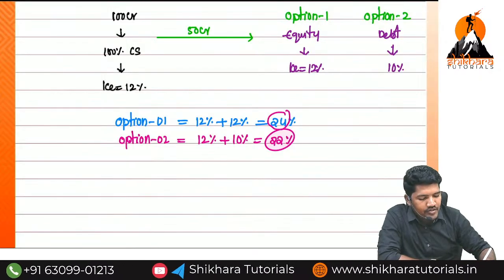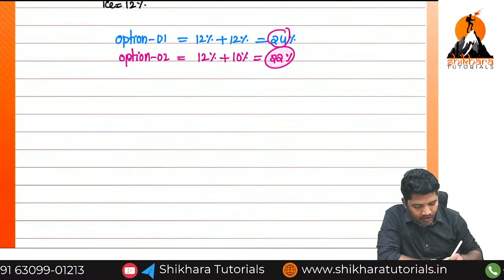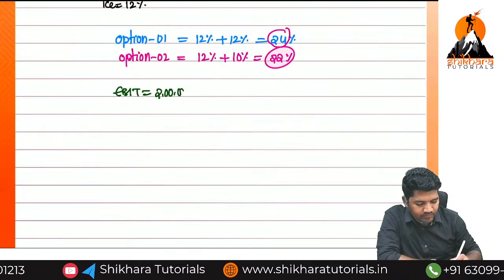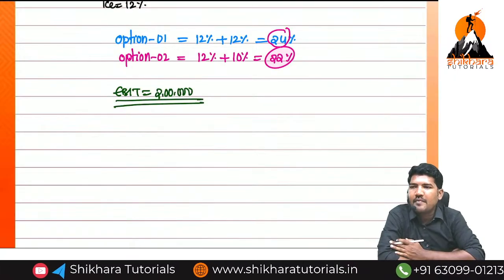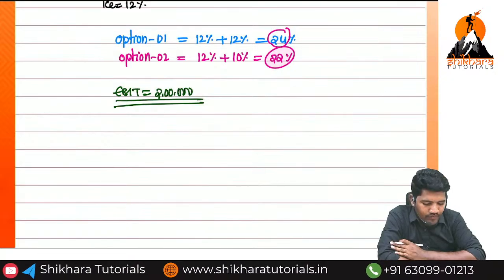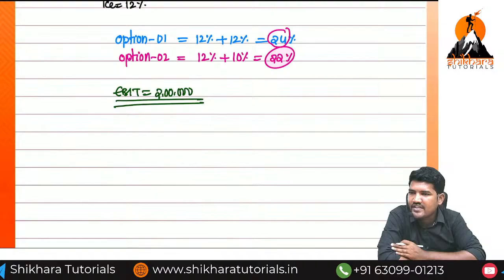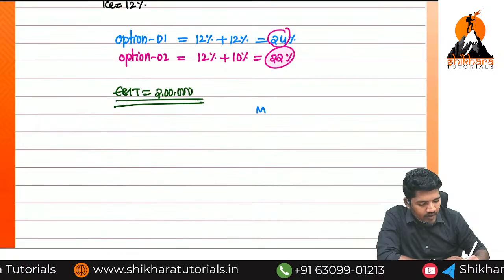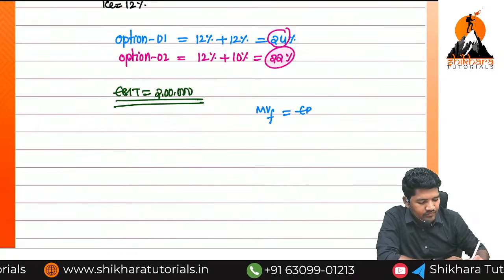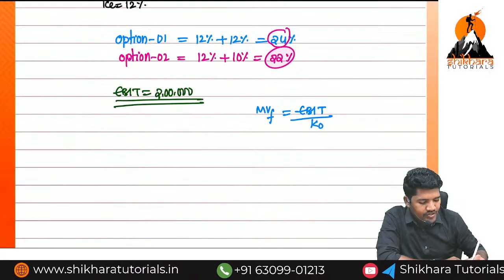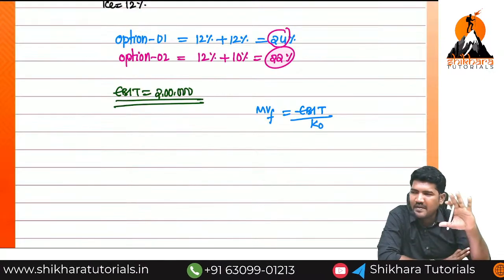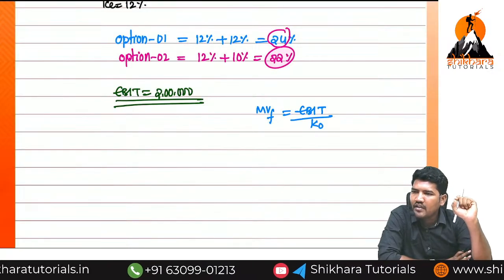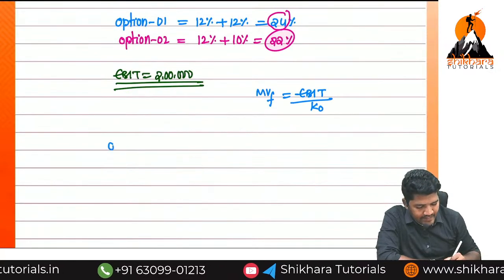Now see another point. Assumption: EBIT equals 2 lakh rupees. The company earns EBIT of how much, sir? 2 lakhs. What's the full form of EBIT? Earnings before interest and tax, right? Yes or no? Now, market value of firm equals EBIT divided by KO. This is the formula. I will explain after. So, market value of firm, how do we find it out? EBIT divided by KO.